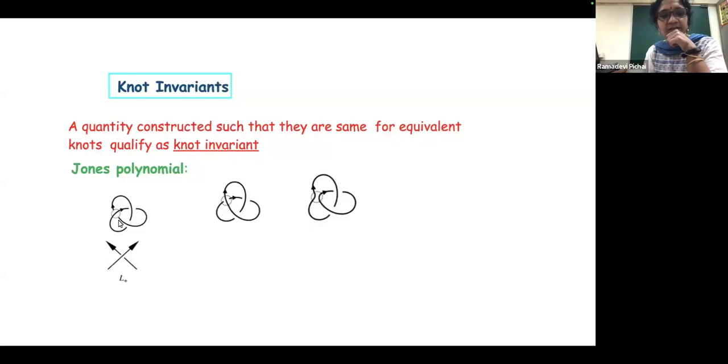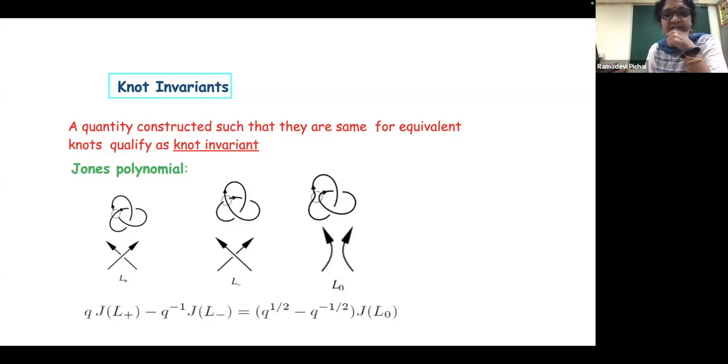I've shown it for an example, but in general, you can concentrate on a particular crossing and call it L plus. Convert that particular crossing into an undercrossing, call it L minus. And the last one is L0. The invariants, the quantities we write for these 3 links, are related by what is called a skein relation. I've formally written J of L plus; the Jones polynomial is what we call it. The polynomial is in the variable q. So this is the relation which these 3 will satisfy, and we can compute them.